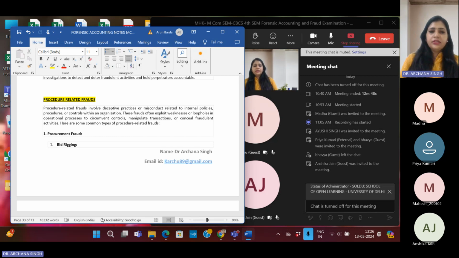First of all, when we go about the procedure, it involves frauds related to misconduct in relation to internal policies or internal control procedures of an organization. So whatever the misconducts related to internal policies or internal control in an organization, these are related to that. These frauds exploit the weakness or loopholes in the operational process and manipulate the transactions.